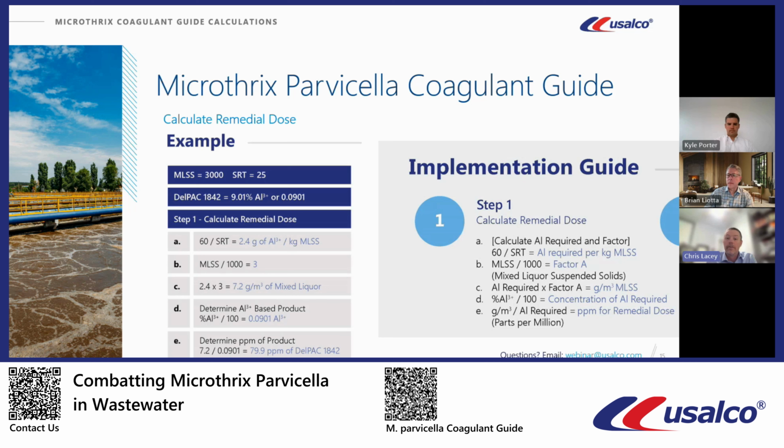And then in step D, we take Delpac 1842 at the aluminum of 9.01%. We just need to convert that to a decimal. So real simple math, convert it to a decimal and get 0.0901. And then finally for step E, we calculate the dose of aluminum required by dividing the fraction of aluminum in the coagulant: 7.2 divided by 0.0901, which then results in our 7.9 parts of Delpac 1842.